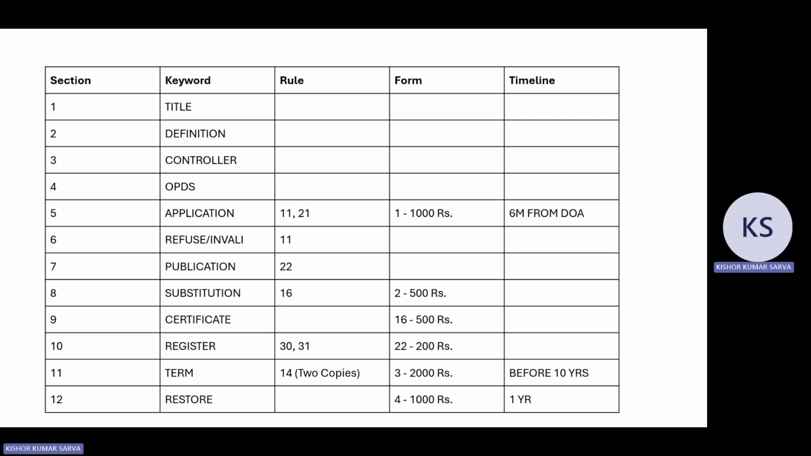If there is a dispute between them, then rule number 16 says to resolve the dispute, it will check whether a notarized copy of any agreement is there or not.